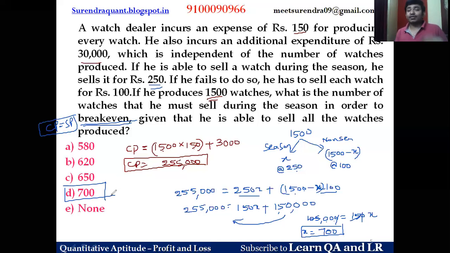So out of 1,500, if 700 watches are sold during the season, in non-season he has to sell the remaining 1,500 minus 700, which is 800. So it seems to be very lengthy, but you can end up in 4 or 5 steps. But this kind of difficulty level you can definitely expect in many high-level entrance exams like CAT, SSC, and mains of bank exams as well. Okay, let us continue.